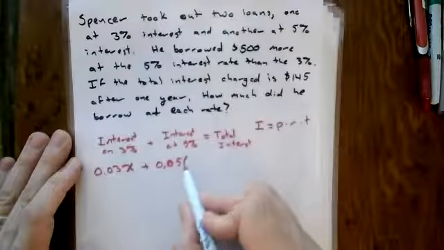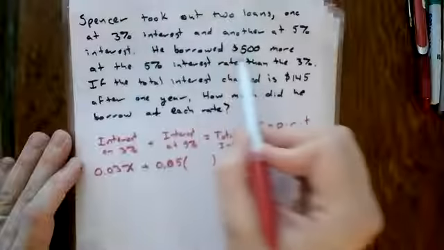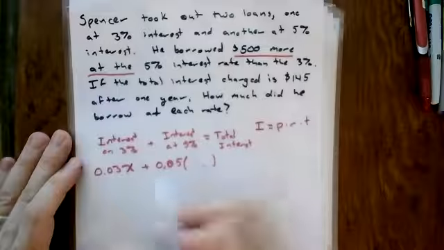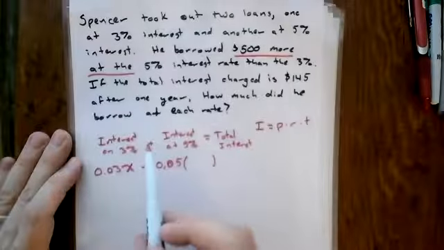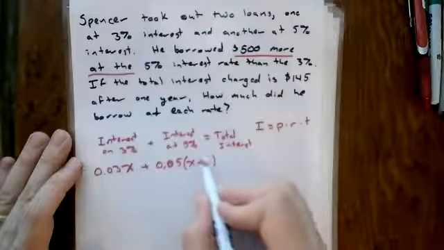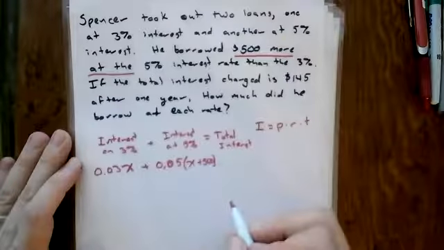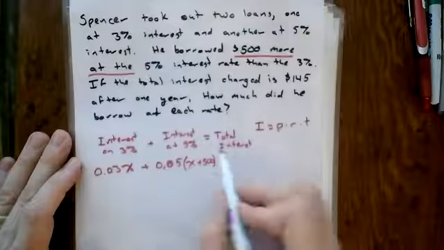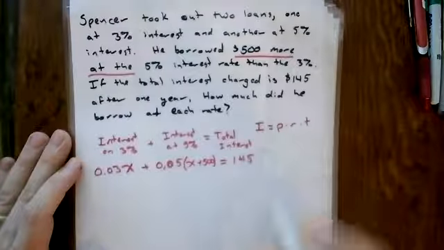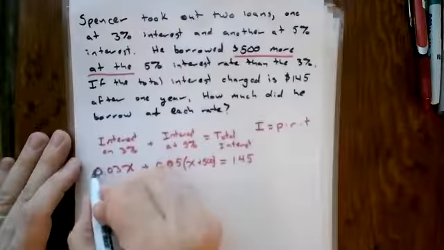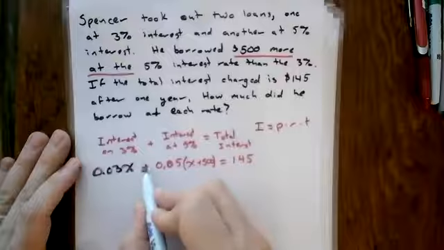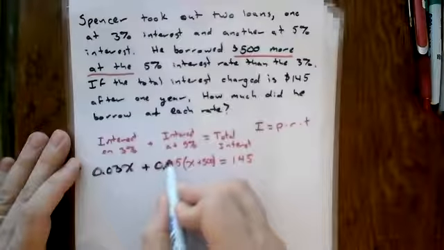And we don't know how much he borrowed, except we do know that he borrowed 500 more at the 5%. So it's the same amount as that x plus that 500. And now we know that total interest was $145. So this might not be the prettiest equation to solve, but I have an equation I can solve.